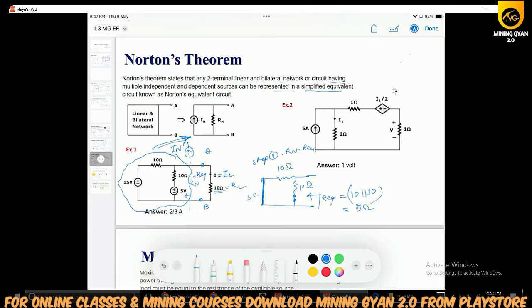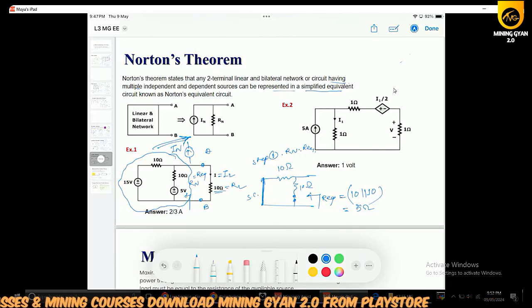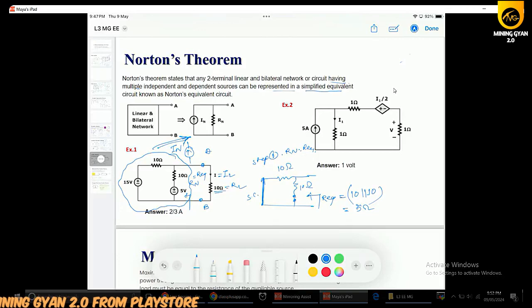And what is I1? I1 equals I. So V equals 1.5 I. Then V divided by I equals RN, and that will be equal to 1.5 ohm. So this is how you can calculate your R equivalent if you have any dependent source in your given circuit.